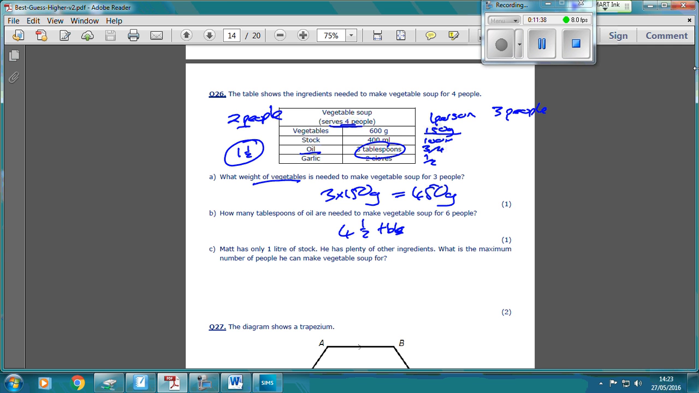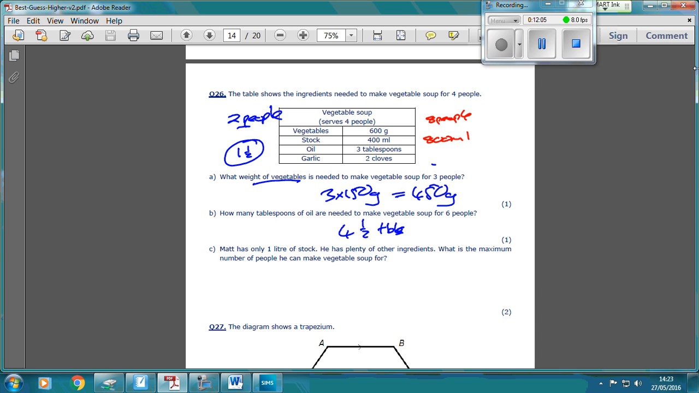Matt has only 1 litre of stock. He has plenty of other ingredients. What's the maximum number of people he can make vegetable soup for? So let's have a look at this one. He's only got 1 litre of stock. We know that 8 people is going to be 800 mils. So we can make it for 800 because he's got enough stock.